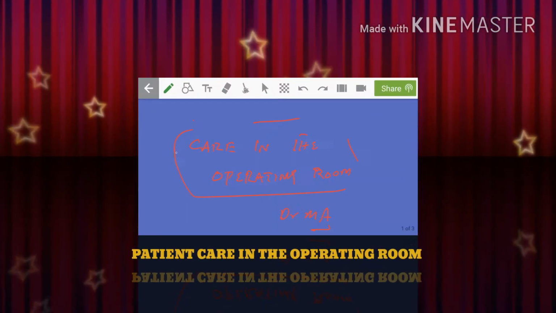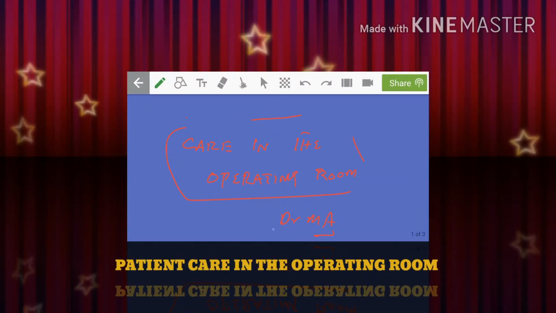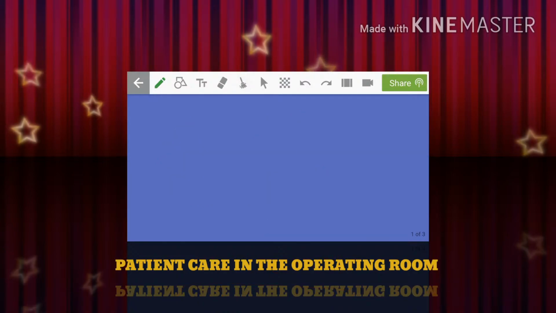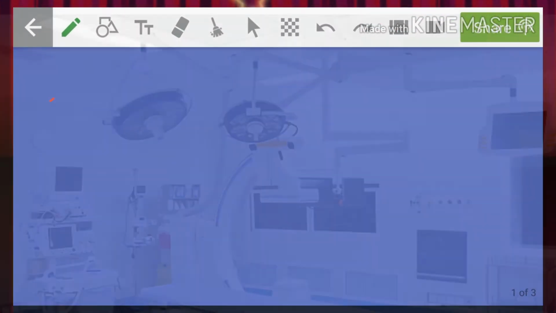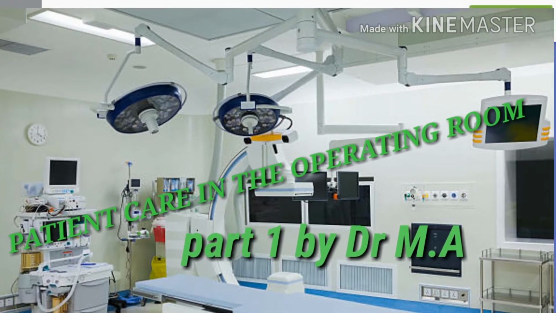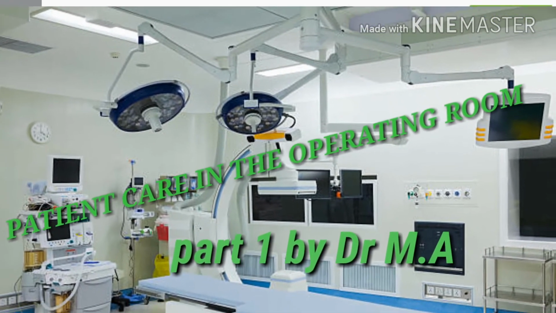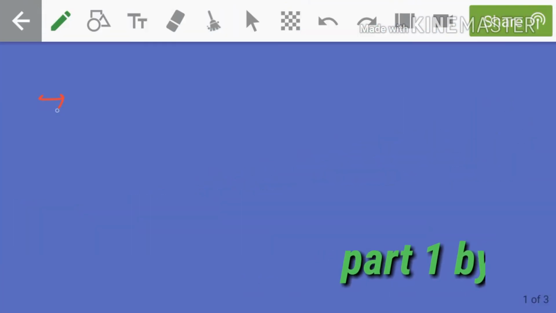The topic of discussion is care in the operating room. Dr. M.A is once again with you to discuss this topic. So let's begin our discussion. After inducing anesthesia to the patient, now we will perform surgery of this patient. So there are certain cares which you take during surgery in the operating room.